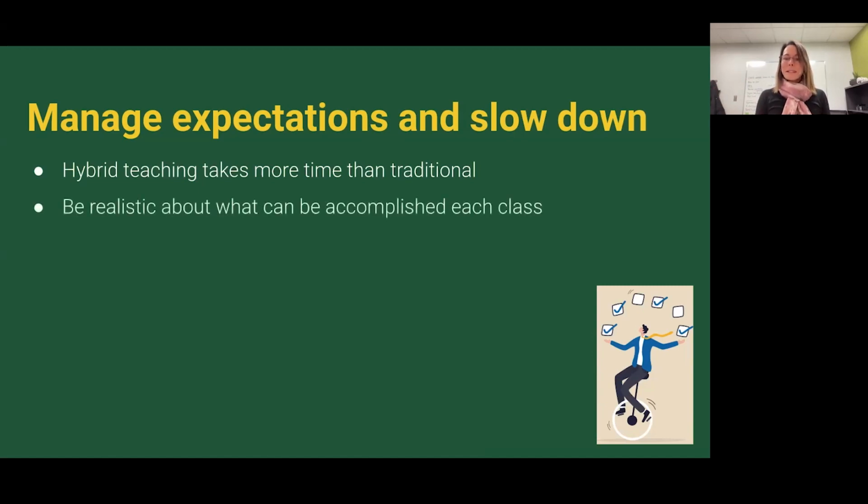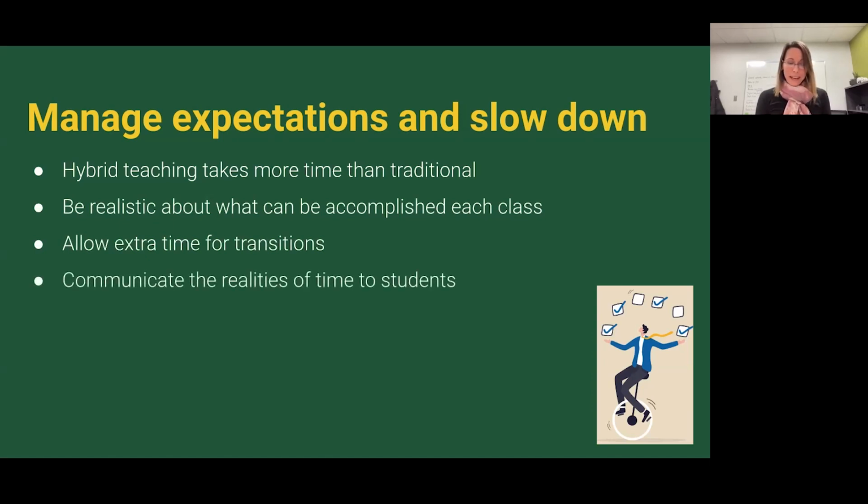So you want to be realistic about what can be accomplished for each class and to allow yourself the time for those transitions. Communicate to students that this is okay, that this is just simply the reality of hybrid gatherings. Your class is a hybrid gathering. They're going to have other classes that are hybrid gatherings, and there's a pretty good chance they're going to find themselves in the workplace collaborating with team members in a hybrid gathering. So there's a bit of a hidden curriculum here if you're helping students manage expectations. You're all managing your expectations and you're all slowing down.